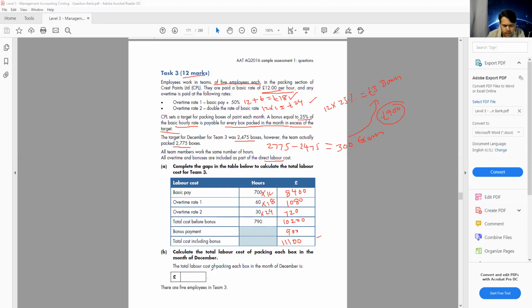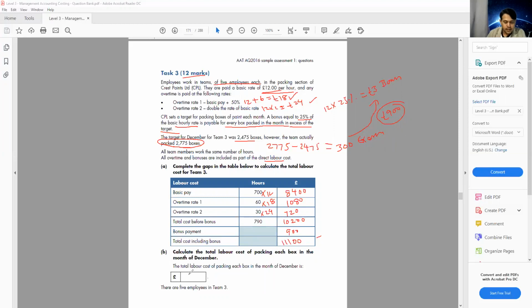2, 5, 2, 3. Total labor cost is packing each box. How many boxes can I pack for it? 2,775 boxes. So let's find out how much the cost is for each box making. 2,775.